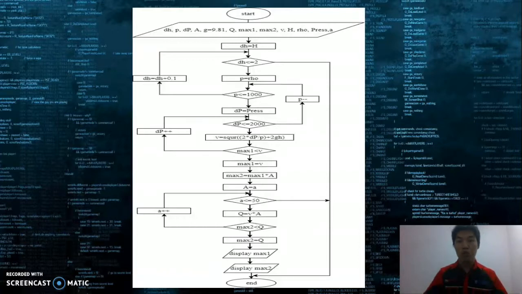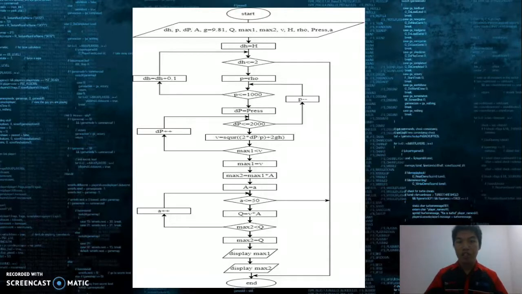and then the second one will be the output for the second function, that means Q, as well as max 2. So when the user inputs a certain value, for example the DH, they will input it as H, and then H must be smaller than 2. If not, there will be no function. They will go to the end and end the function.